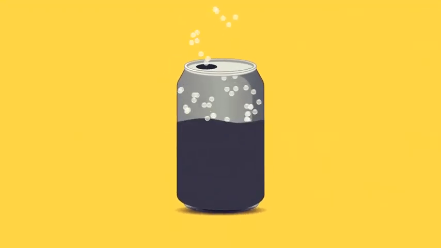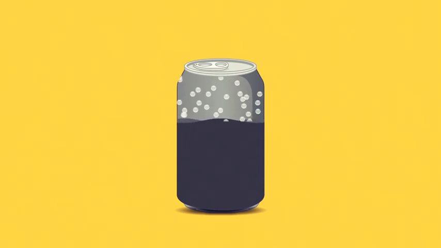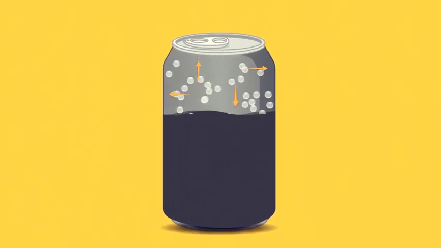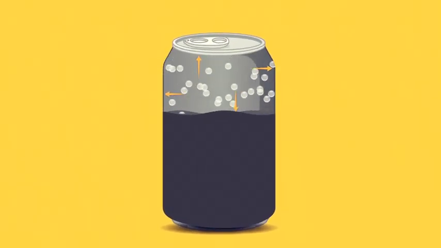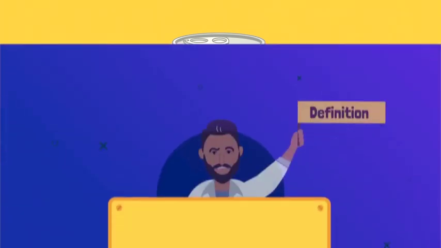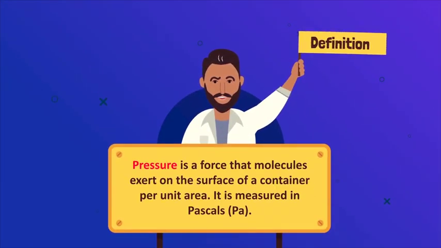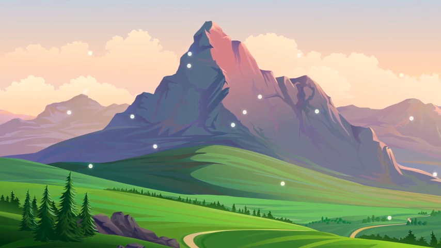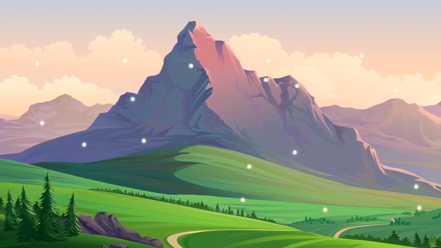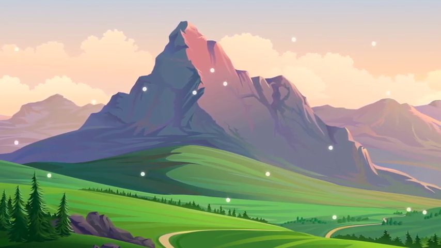What would happen if there was no opening or hole for a gas to escape from? This was exactly the situation before Maria opened the can. The molecules of carbon dioxide were colliding with each other and with the surface of the can, which created pressure. Pressure is a force that molecules exert on the surface of a container per unit area. It is measured in pascals. Similarly, atmospheric pressure is the pressure that air molecules exert on the surface of the Earth and everything on it.